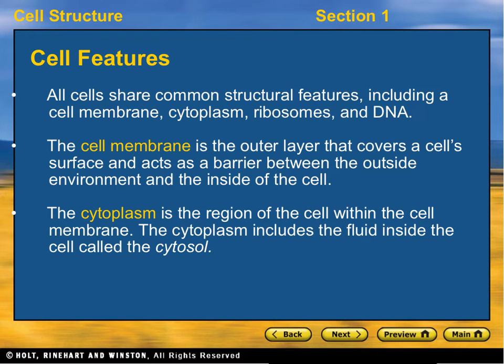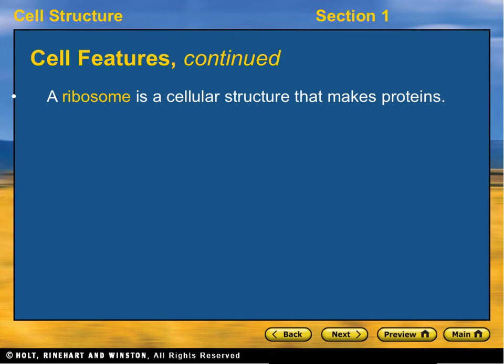The cytoplasm is a region of the cell that's inside of the cell membrane, and it includes the fluid inside of the cell that we call the cytosol. So the cytoplasm is the region inside of the cell membrane, and the fluid is called the cytosol. Cells are typically going to have ribosomes, and a ribosome is a cellular structure that makes the proteins for the cell. And we're going to talk about the proteins and the importance of those later on.